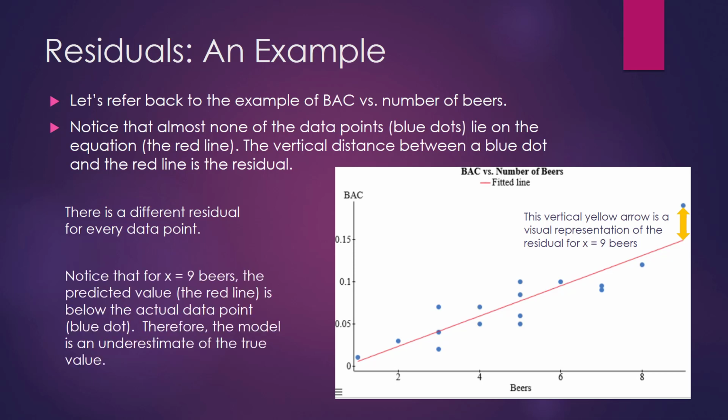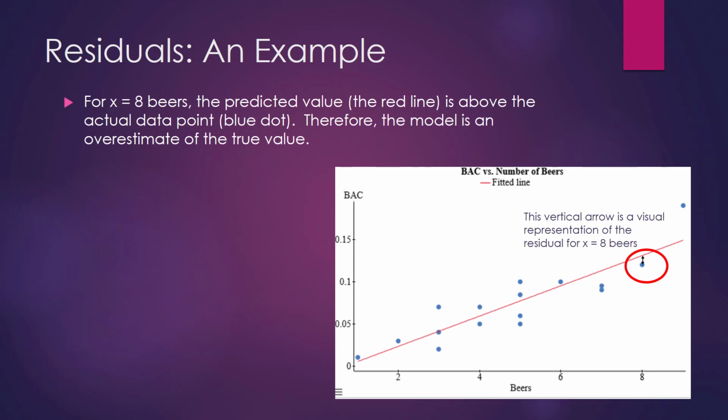Notice that for x equals 9 beers, the predicted value, which is the red line, lies below the actual data point or the blue dot. Therefore, in this example, the model is an underestimate of the true value. However, this is only true for this specific data point. For other data points, it might not be true. For x equals 8 beers, the predicted value, or the red line, is above the actual data point. Therefore, at this point, the model is overestimating the true value.